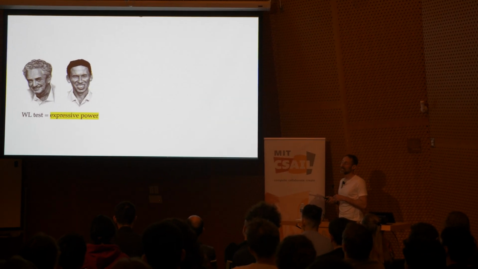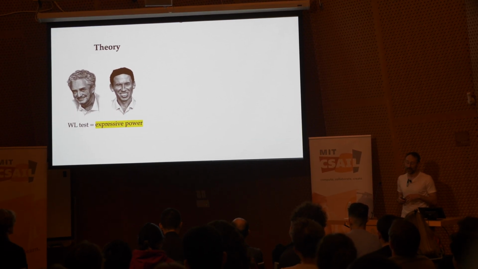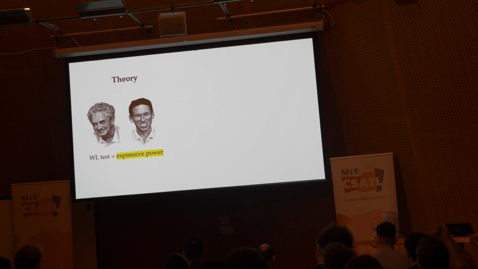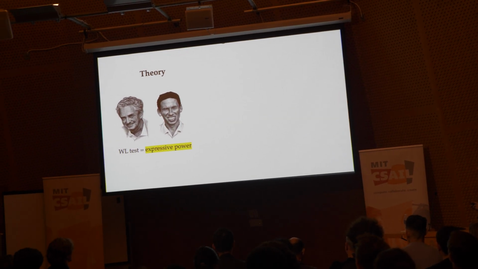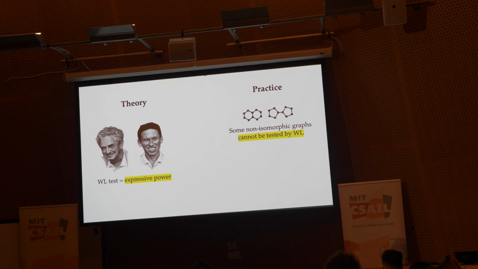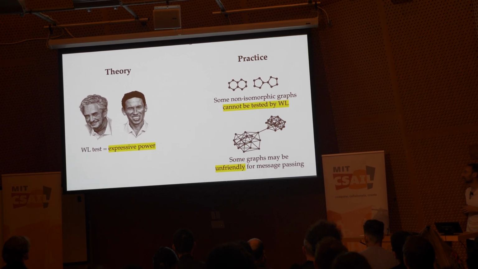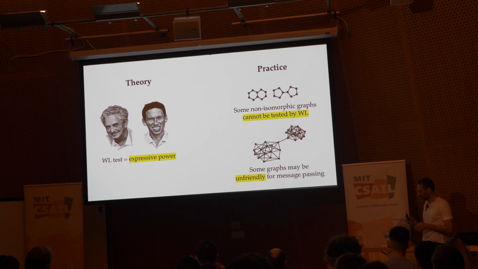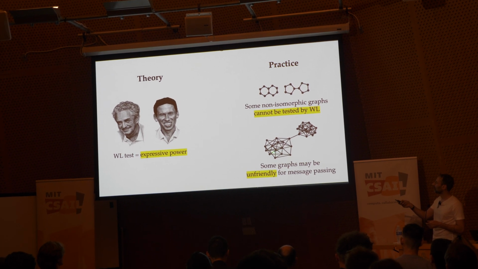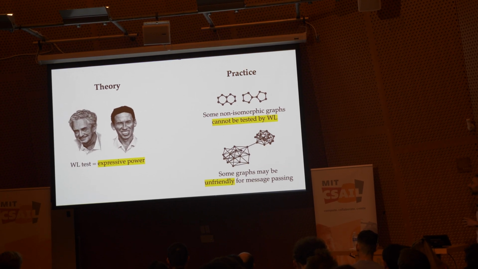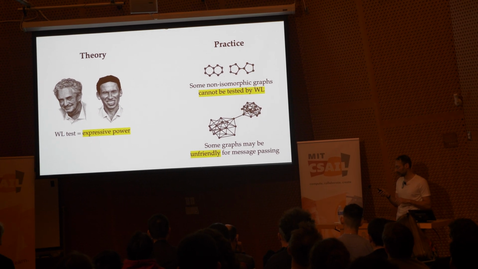So basically this is what we know in theory, right? In theory we can associate the Weisfeiler-Lehman test to, basically find equivalence to, the message passing neural networks and tell what the expressive power is. In practice we see that certain graphs cannot be tested by WL, and we also see that in certain situations a graph might be unfriendly for message passing, right? So imagine that in this situation, if I need to send information from the nodes here to nodes here, it will need to go through this narrow bridge and information might be lost, right? So basically we'll have some kind of insensitivity problem.